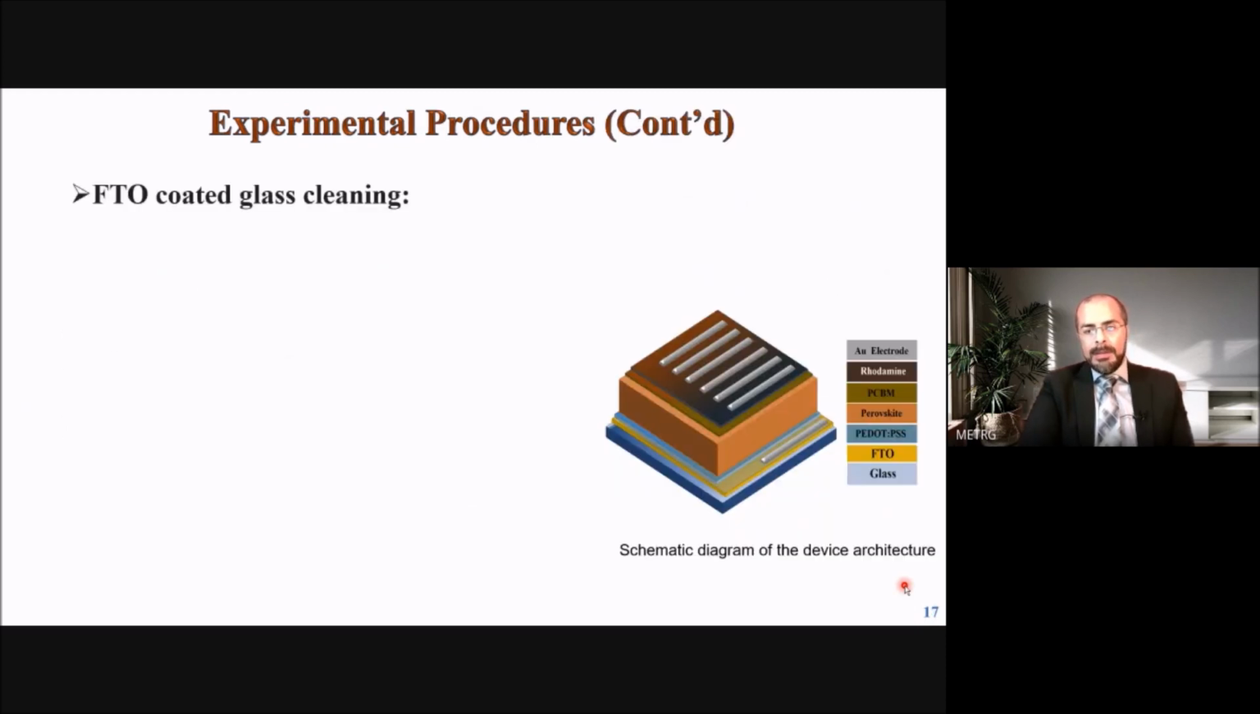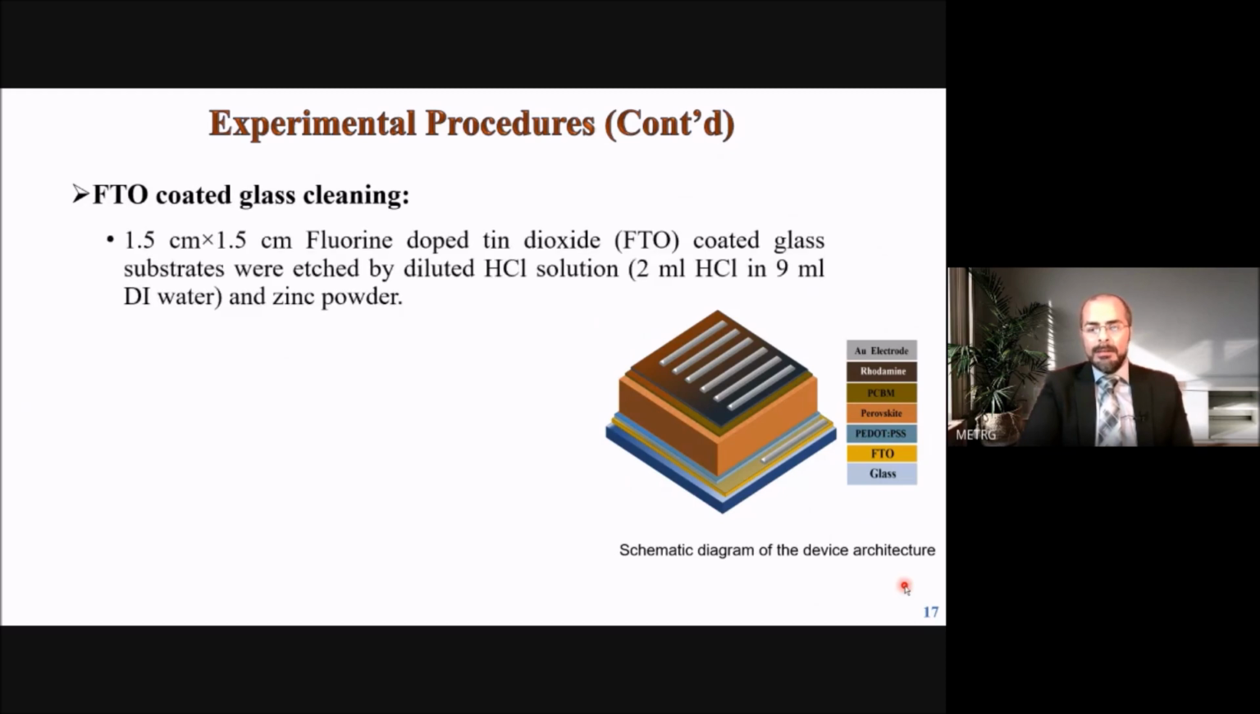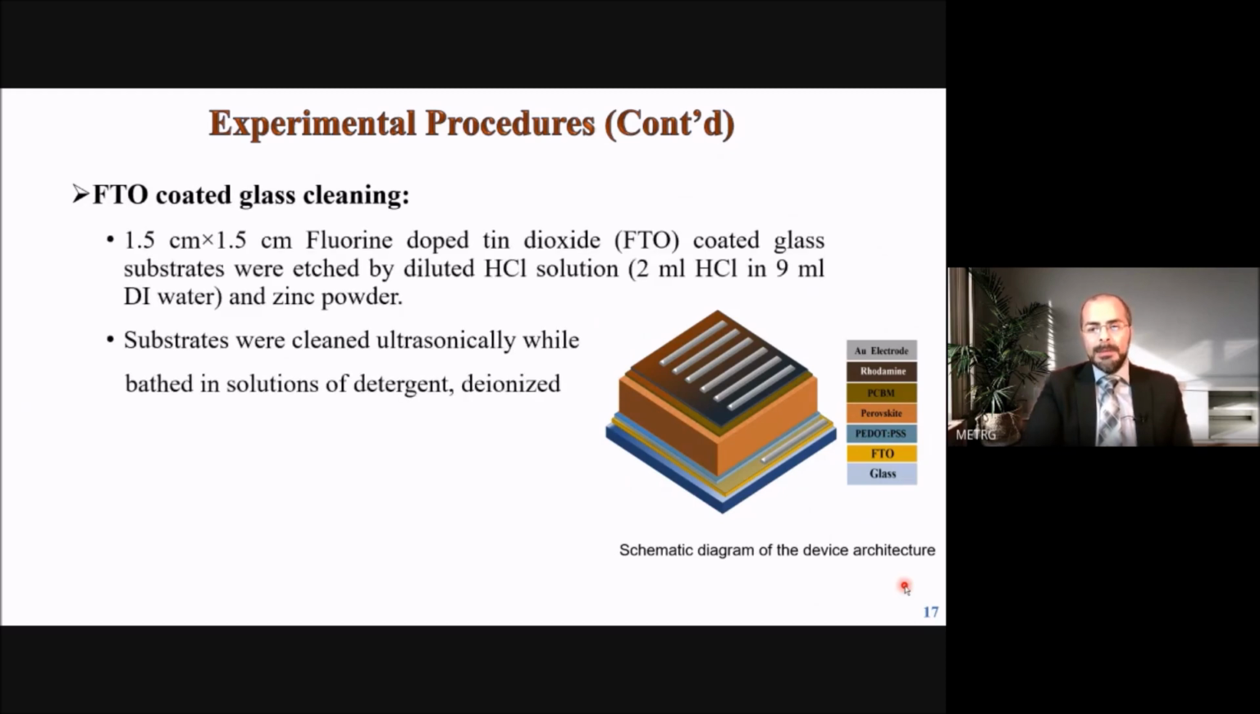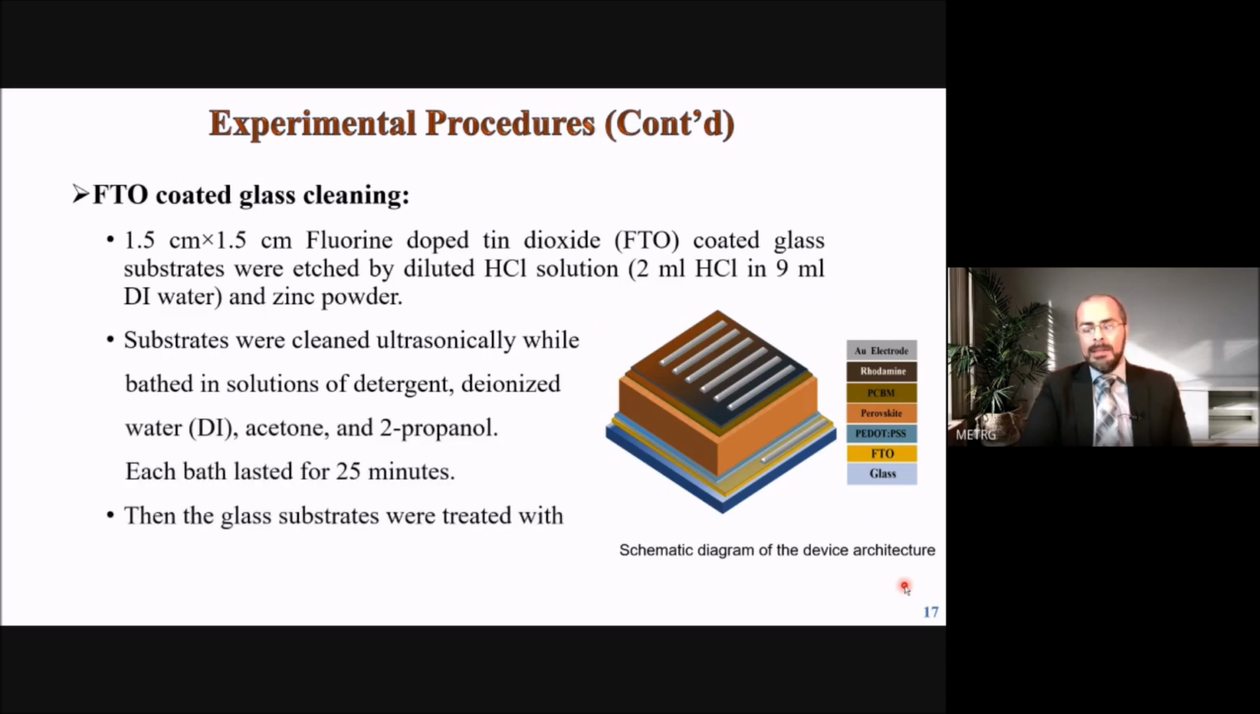What you see now is the final shape of the solar cell that I have made, which we usually make in the lab. Usually we start with cleaning FTO coated glass, 1.5 by 1.5 centimeters, fluorine doped tin dioxide, we call it FTO. And we do some etching on the edge. If you see this edge here, where we have that silver finger, we etch that FTO for connection purposes.